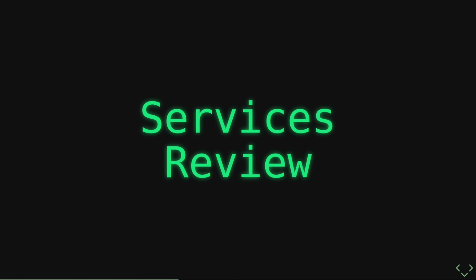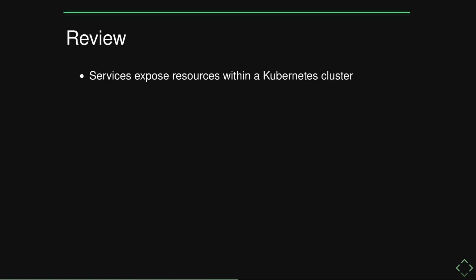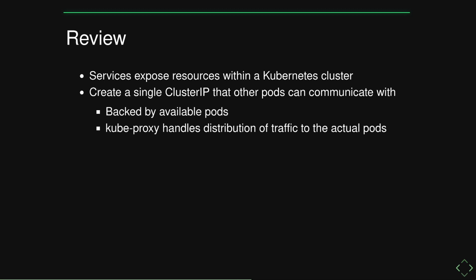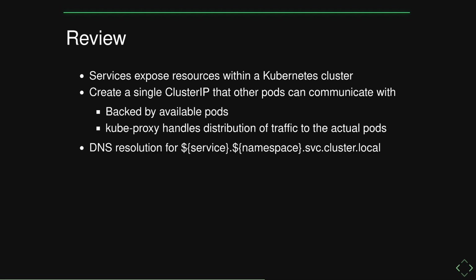Let's take a moment to review some fundamentals of Kubernetes services. I'm going to be talking about services within a cluster today, not load balancer services or ingress or anything that exposes a service externally. Services provide mechanisms for making resources available within a Kubernetes cluster. By default, when a service is created, a single cluster IP is provisioned, and that cluster IP is backed by all of the available pods that serve that service. The kube proxy automatically handles routing traffic to the appropriate backend pod. Additionally, Kubernetes also provides name resolution for the service if you're using a supported DNS service inside of your cluster.